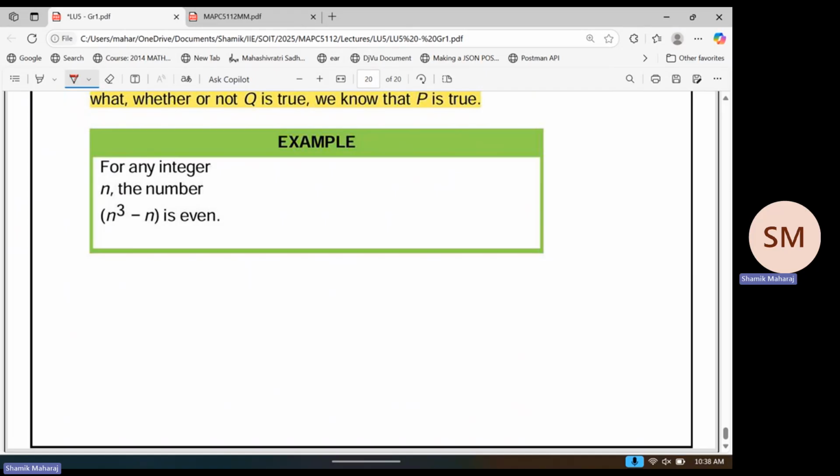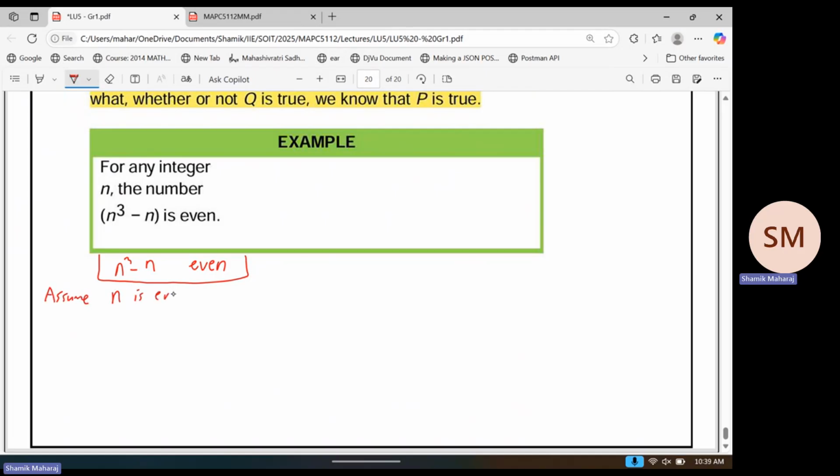For any integer n, the number n cubed minus n is even. Okay, so let's see how we tackle that. For any integer n, the number n cubed minus n must be even. So for any integer is different. I think we'll do exactly what I said here, right? Let's try and break it up into even and then odd numbers. So this is the claim above here. Start by assuming n is even, and let's see what happens.